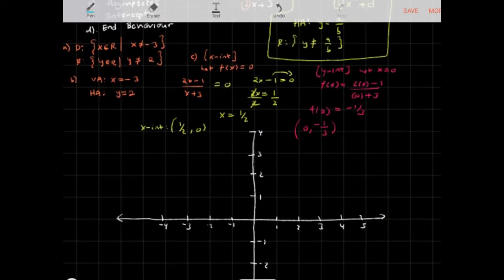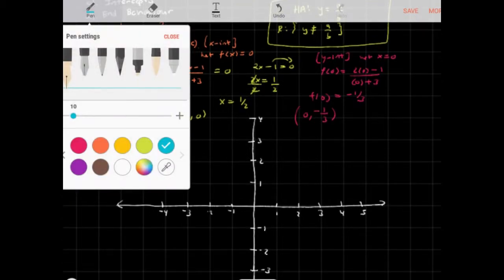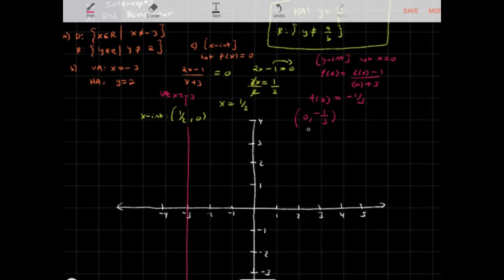Okay, so we know that the vertical asymptote is -3, so I'm just going to do that in red. So the vertical asymptote is -3, so I'm just going to do the vertical asymptote in red. Okay, so here's my vertical asymptote, x is equal to -3 in red.